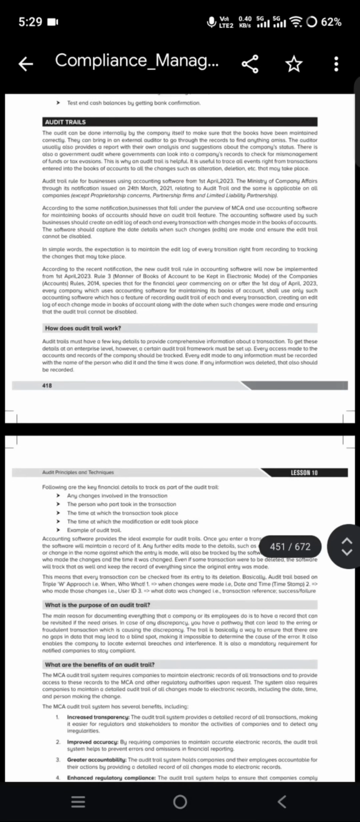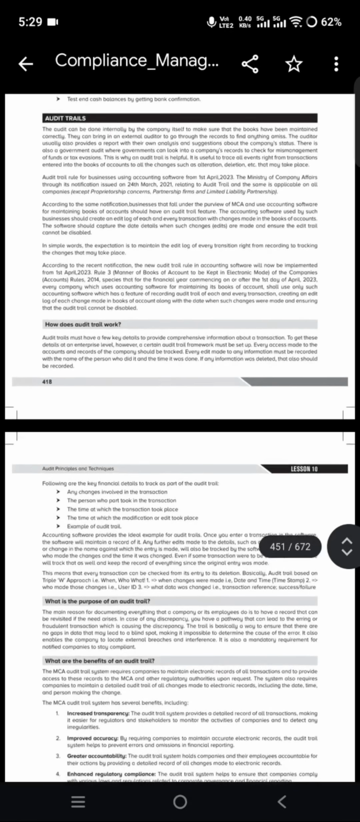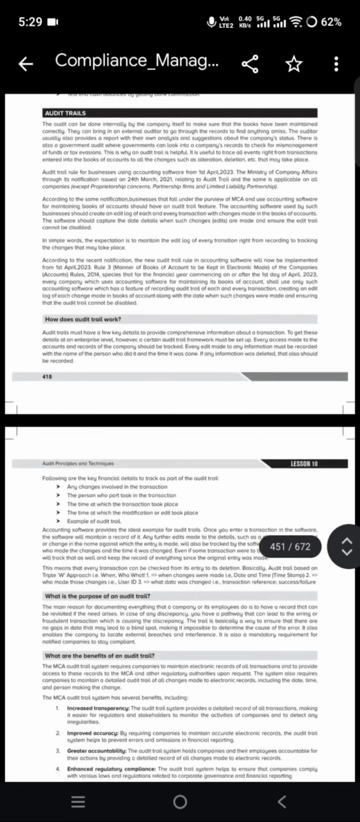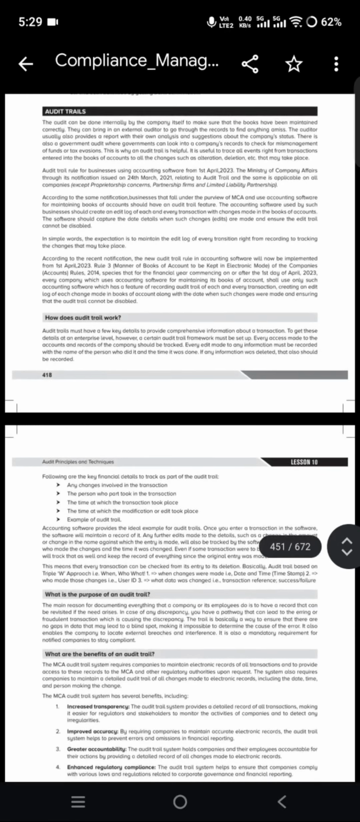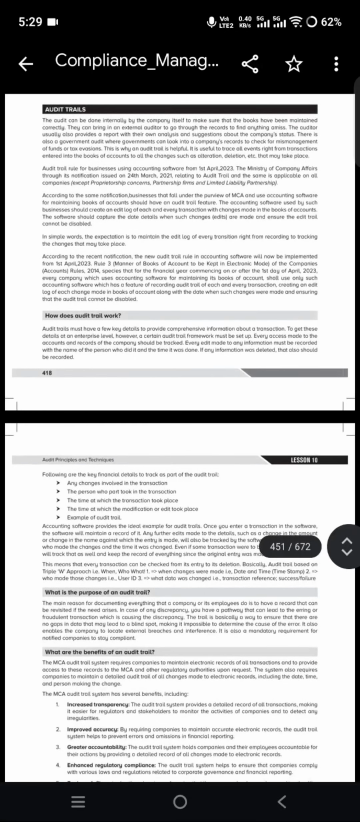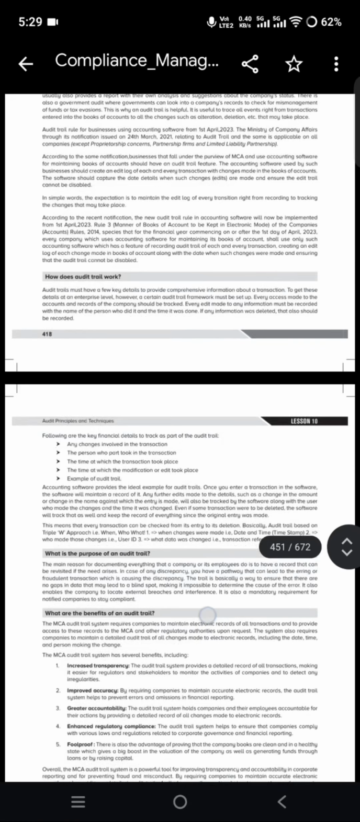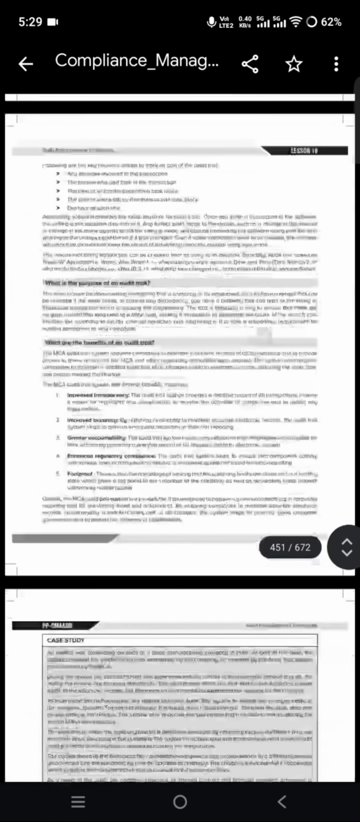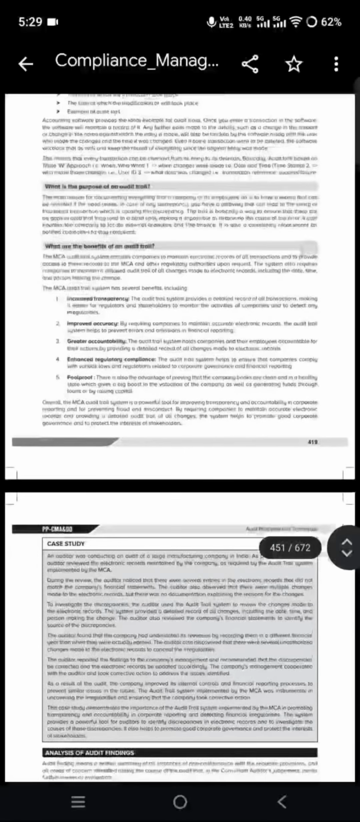Okay. How does an audit trail work? Key financial details to track as a part of the audit trail. Five points are there. Purpose of the audit trail. Benefits of an audit trail. The MCA audit trail system has several benefits: increased transparency, improved accuracy, greater accountability, enhanced regulatory compliance, foolproof, company books are clean and in a healthy state. Next, analysis of audit findings.